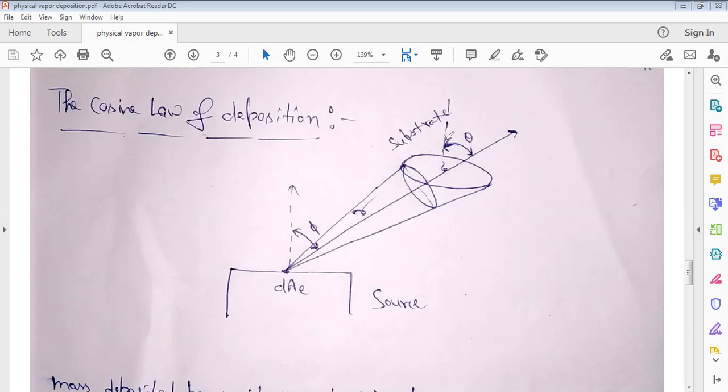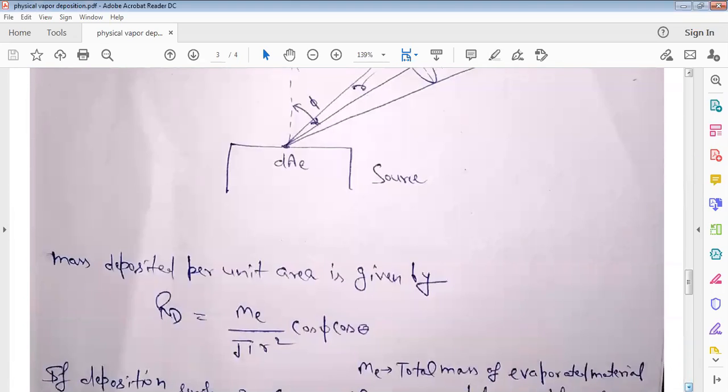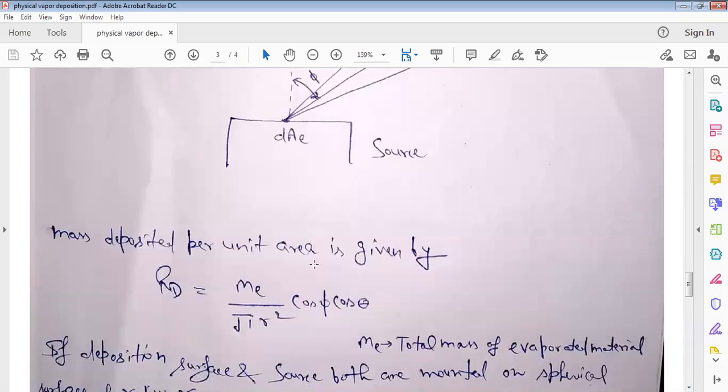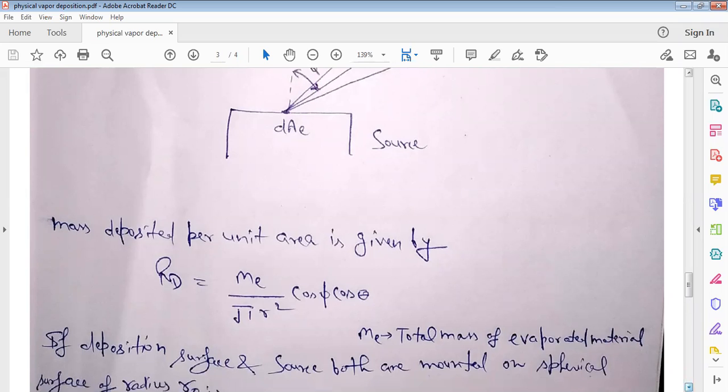So the cosine law of deposition says that the mass deposited per unit area is given by Me upon pi r squared, cos phi into cos theta, where Me is the total mass of evaporated material. Whatever material has been evaporated from there, the mass of that is Me. And r is the distance from the source to the substrate.